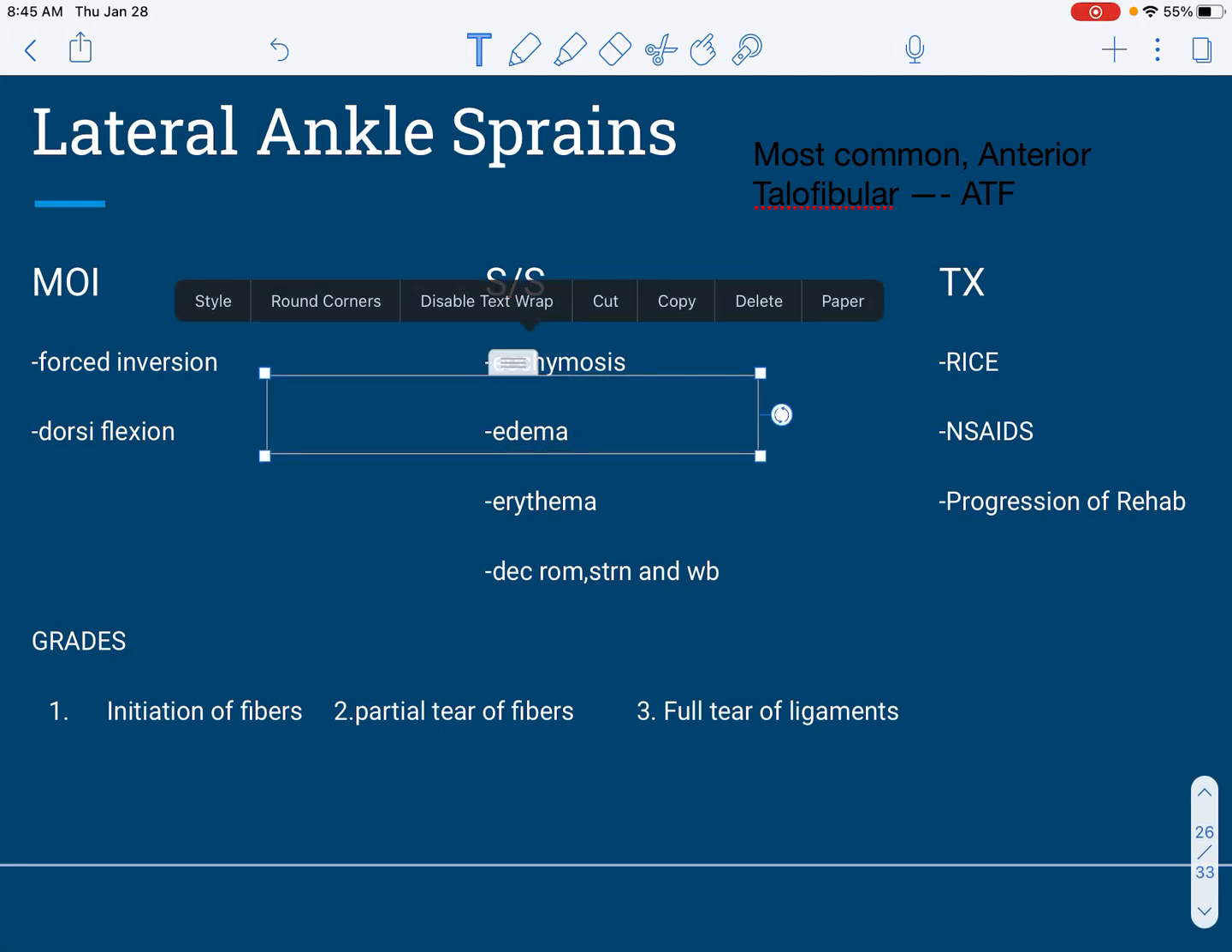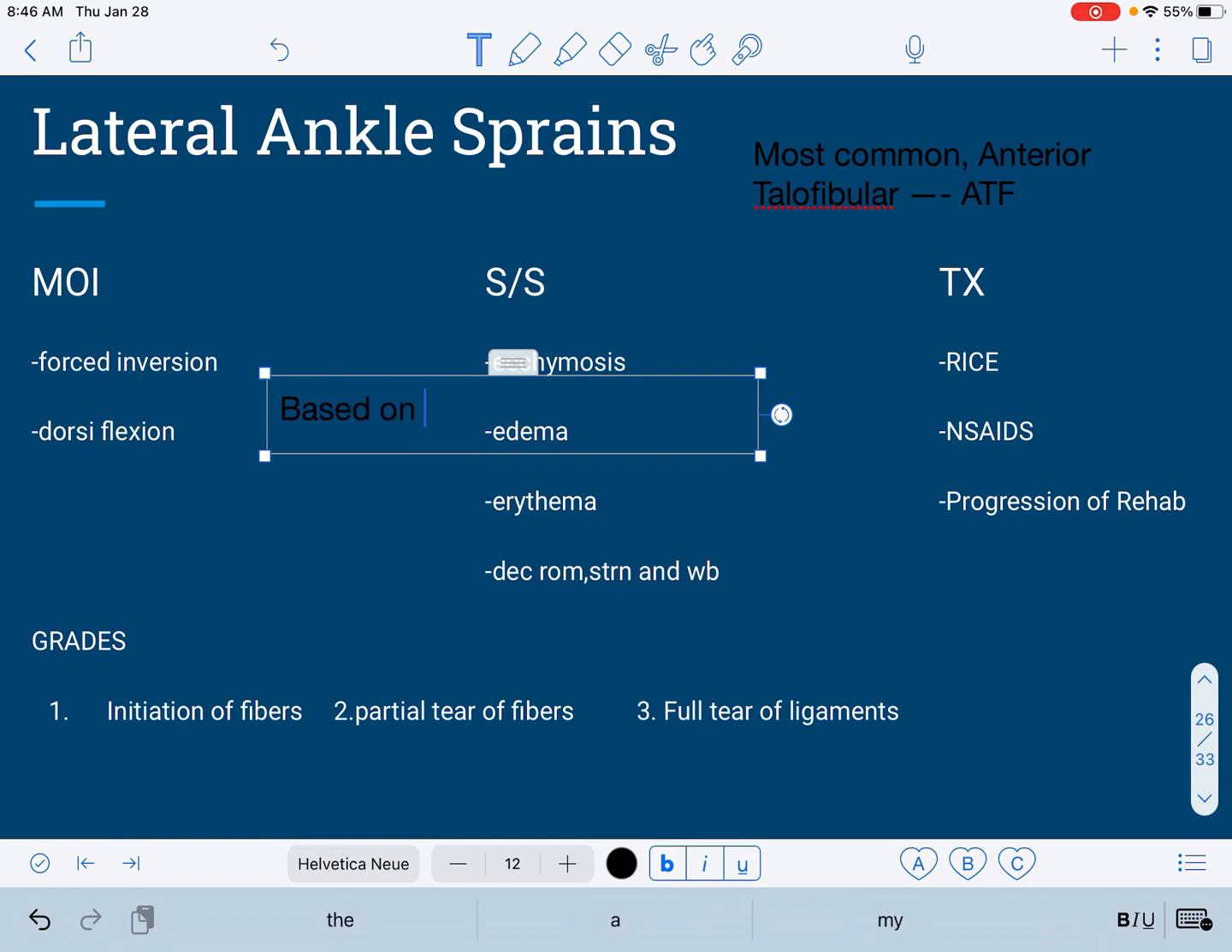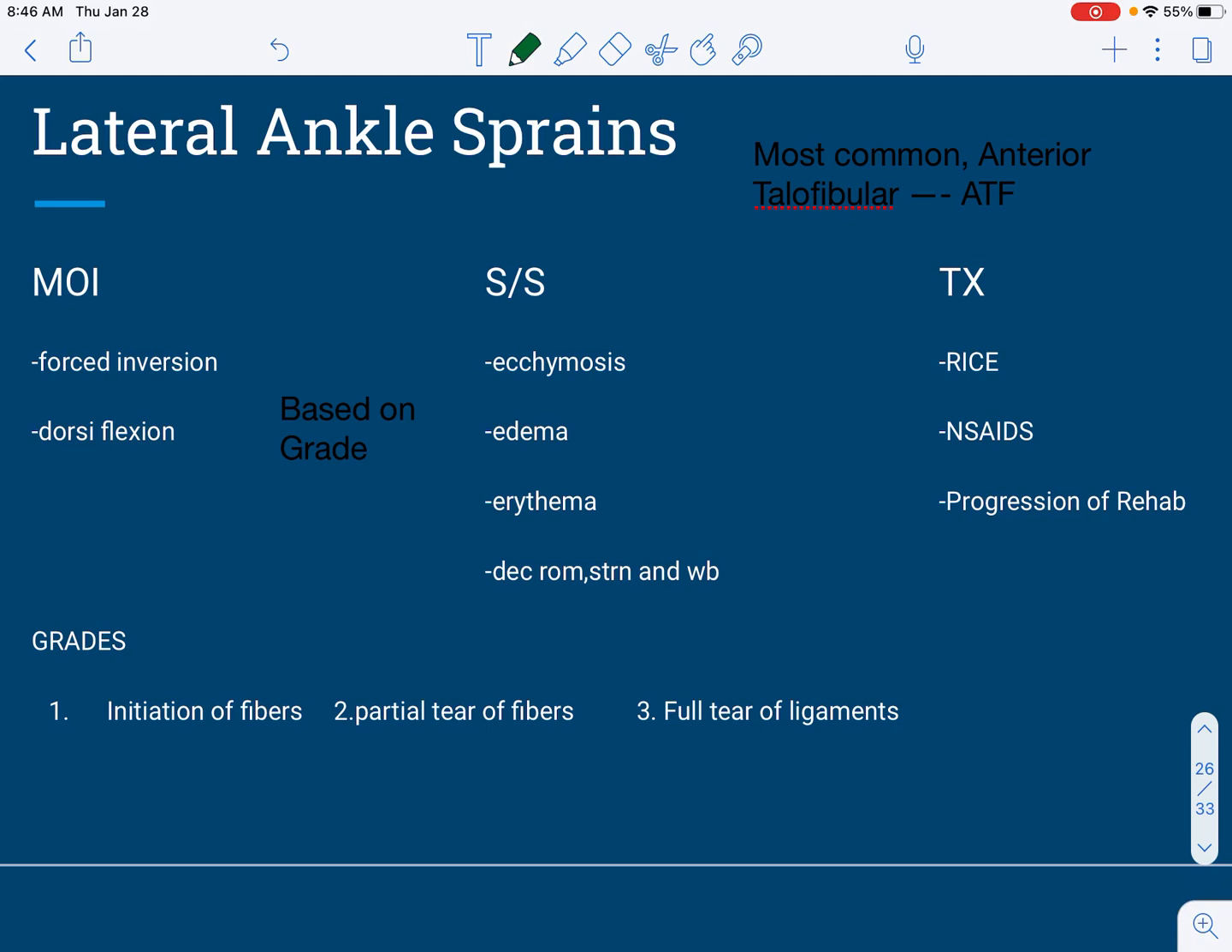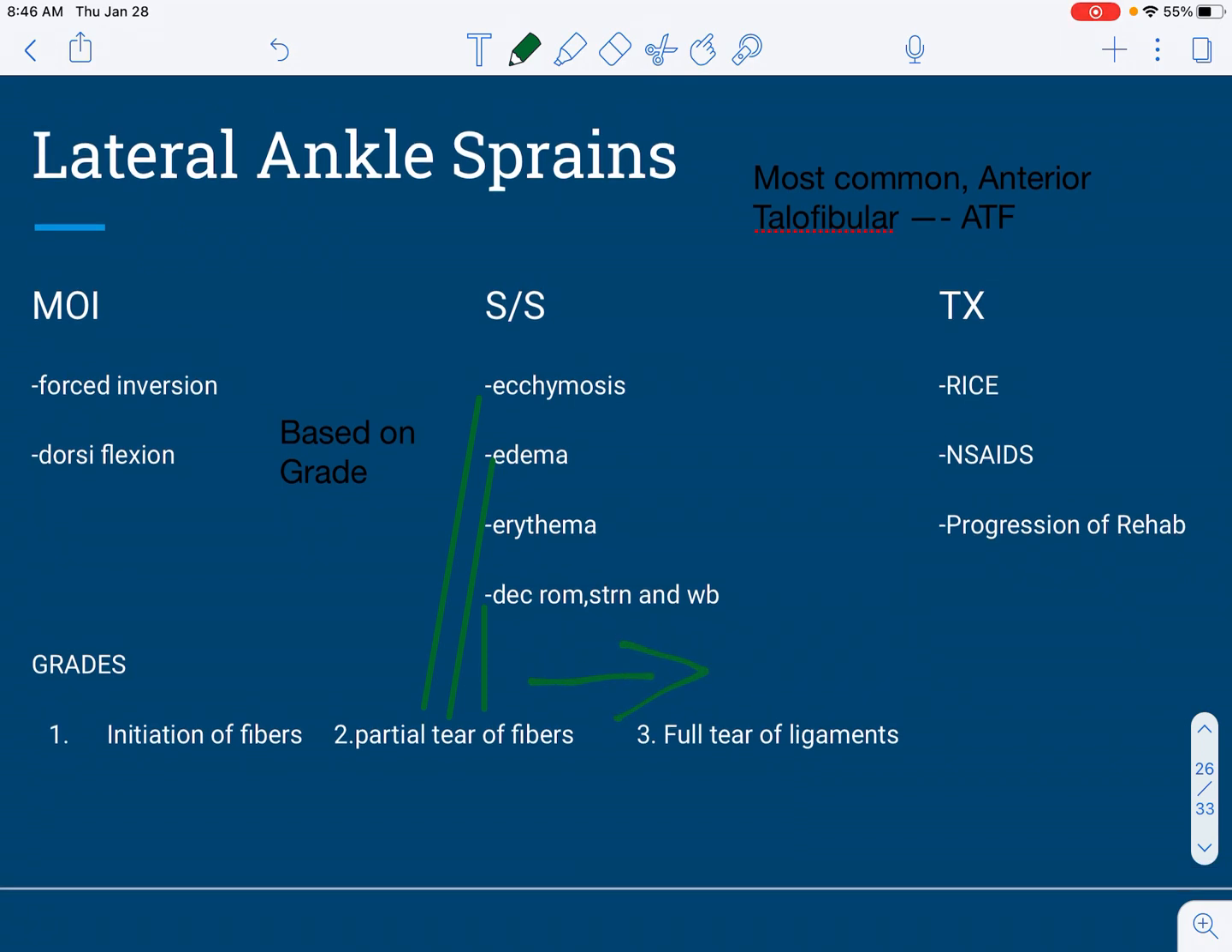This is based on grade. Like a grade 2, this is where you're going to start to see the ecchymosis, edema, right? That's where we're going to start to see more of these symptoms, and then onward. But grade 1, irritation of fibers, this might be a little swollen, but not bad. Something you can play with.